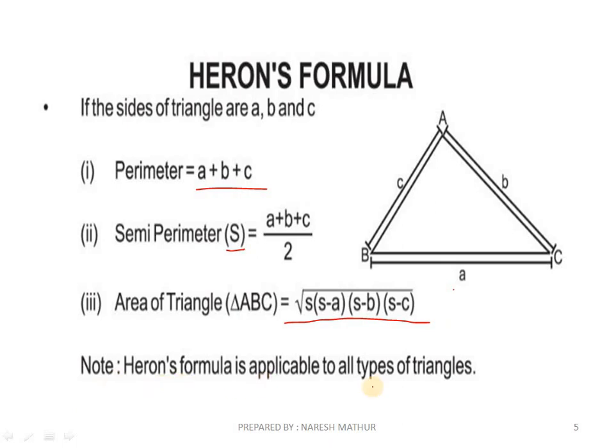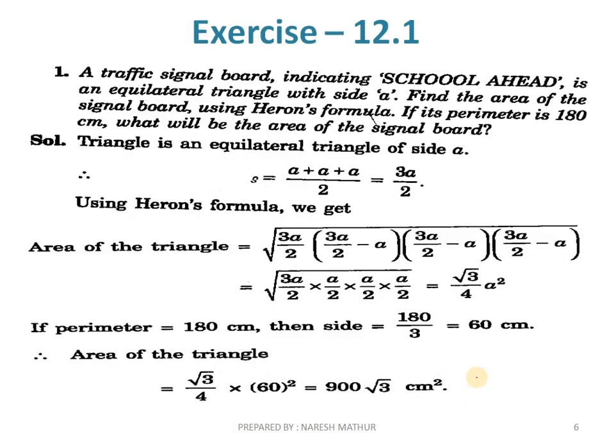Now this formula can be applicable for all types of triangles. Then what is the necessity of the formula? We should have all the measurements of the triangle. Alright, now I think you understand why we are discussing this formula. Heron's formula is important when we don't have the altitude or height of a triangle and we need to find the area of the triangle. Okay, now let's start with exercise 12.1.